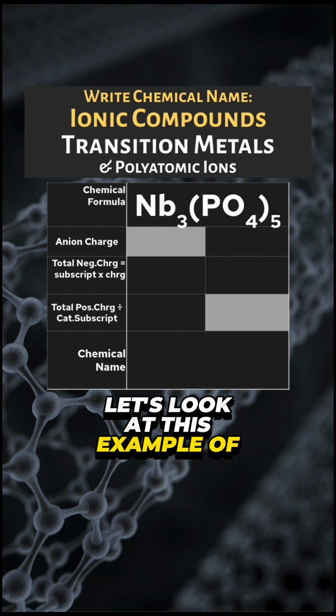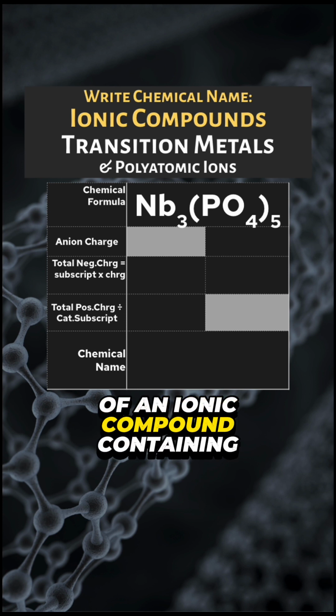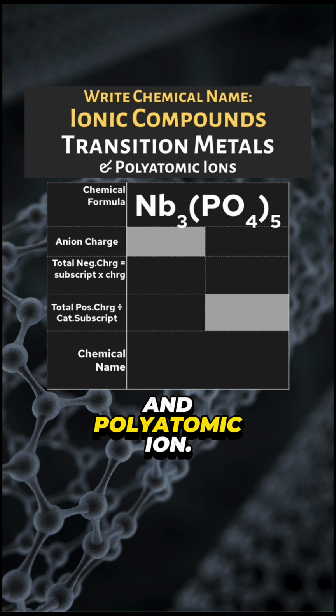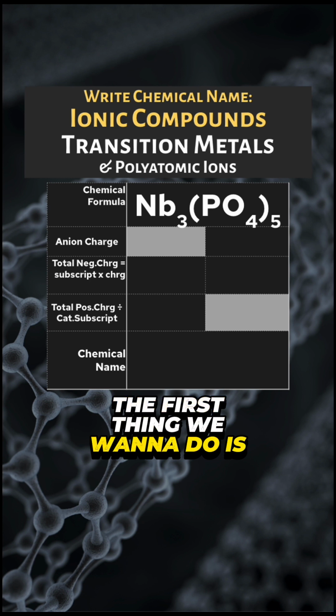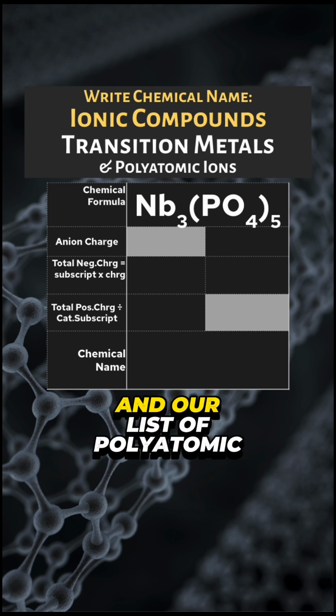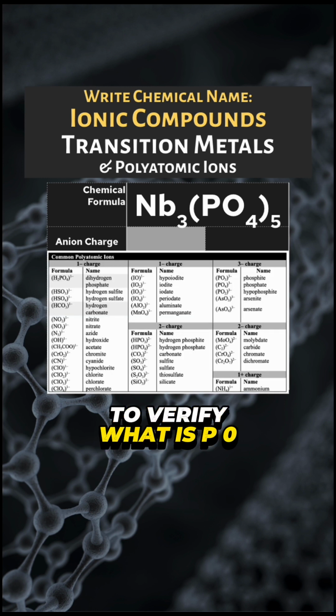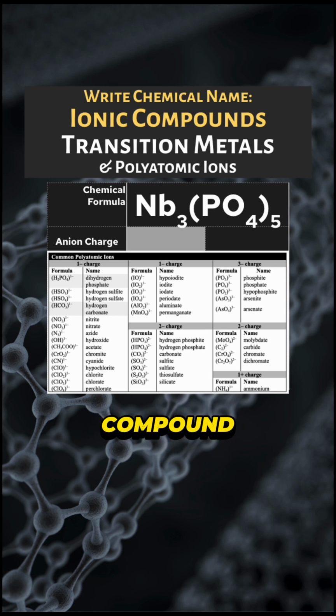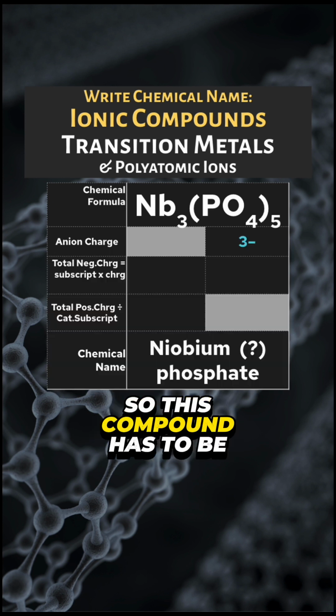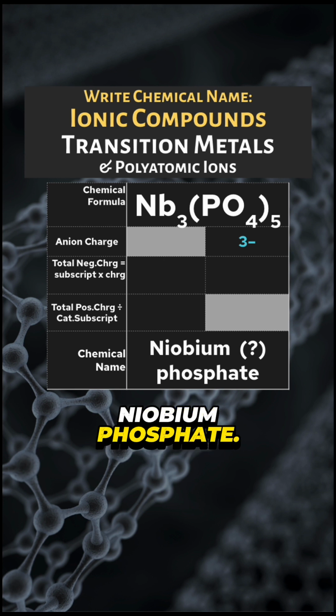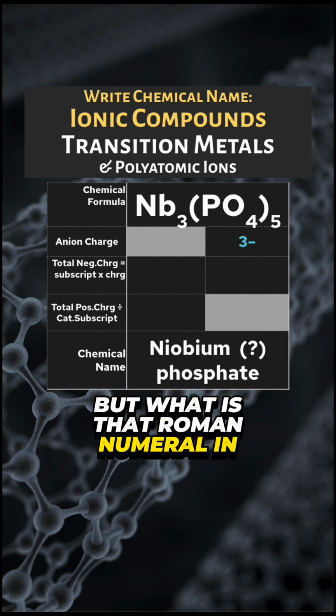Let's look at this example of a chemical formula of an ionic compound containing a transition metal and polyatomic ion. The first thing we want to do is use our periodic table and our list of polyatomic ions of your choice to verify what PO4 is and its charge. Then we can just simply name the compound, knowing that we need to get the Roman numeral for the center. So we find out that PO4 is phosphate. So this compound has to be niobium phosphate. But what is that Roman numeral in the middle?